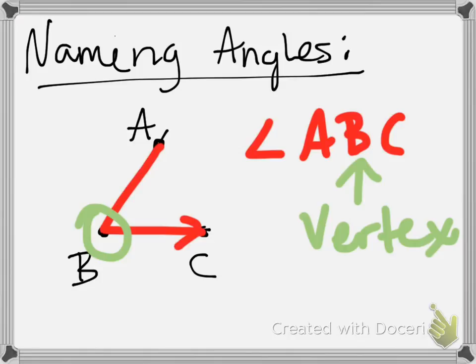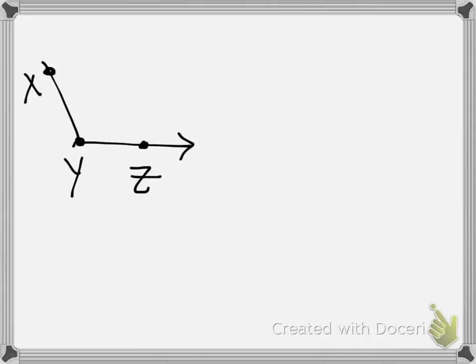So why don't you try to name this angle here? Let's say we have an obtuse angle. We'll call this X, Y, and Z. And do me a favor, name it two ways. I'll give you about 10 seconds to do that, and then once you're done, I will show you the correct way to do that.